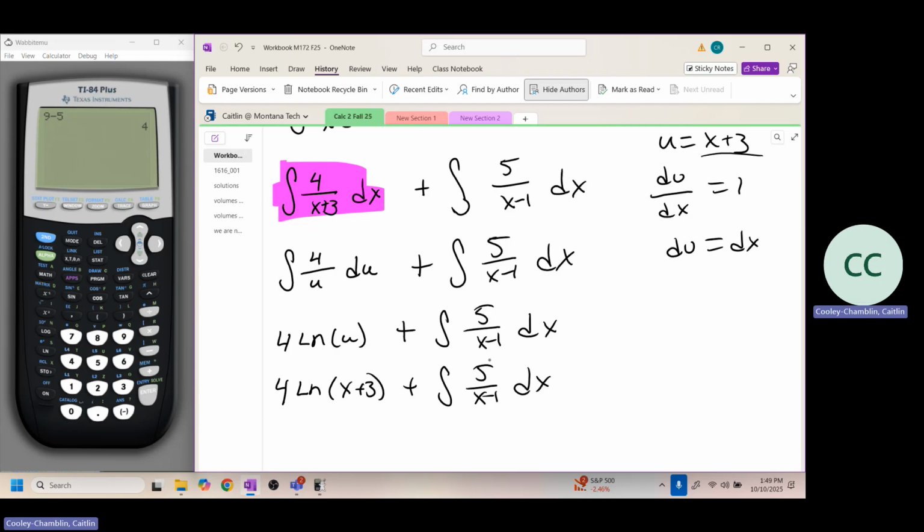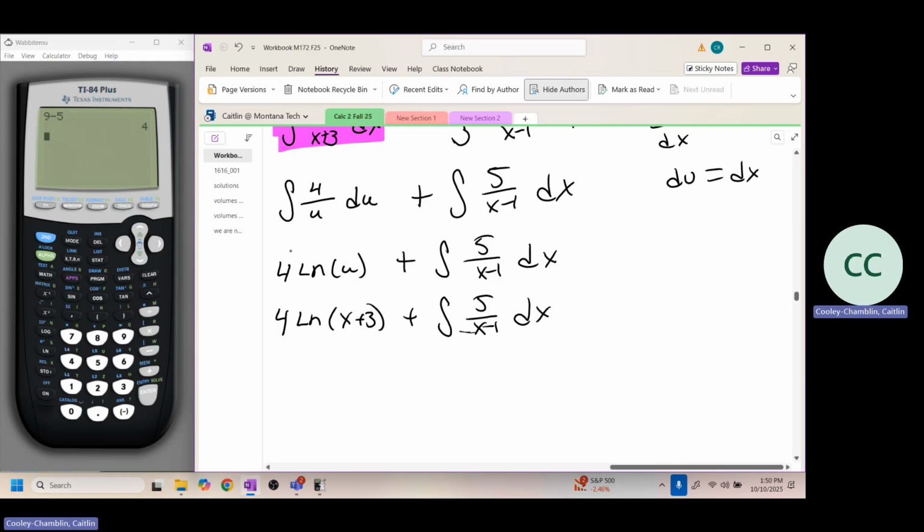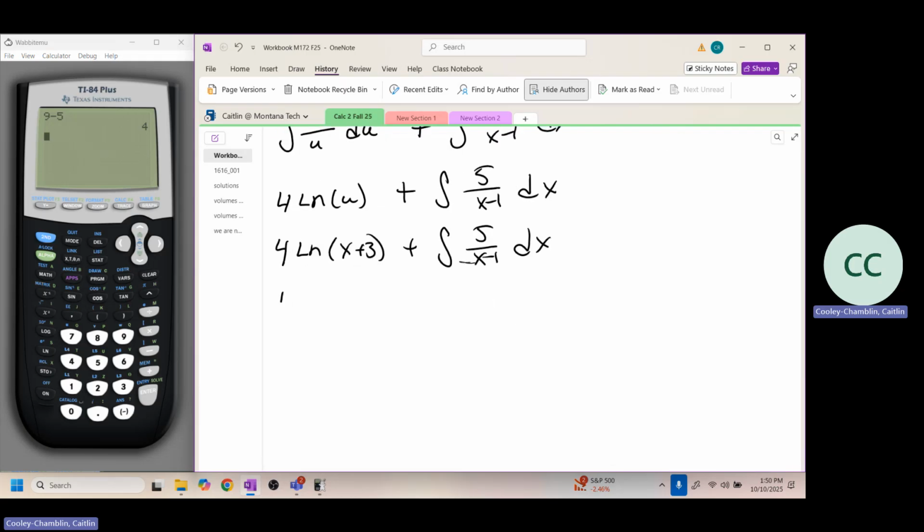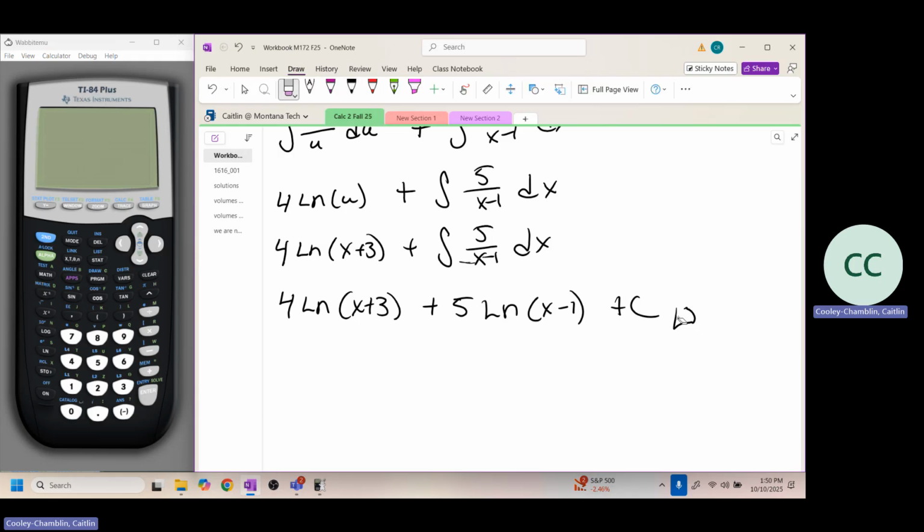Now, I'm going to do this one in my head. There's no x squared here. There's no number in front of the x. It's just a linear term. We can just integrate this. It's an ln. So without doing a u substitution, we get 4 ln of x plus 3 plus 5 ln of x minus 1 plus c, and we are done. I'm going to put a smiley face at the end of that because that took a long time.